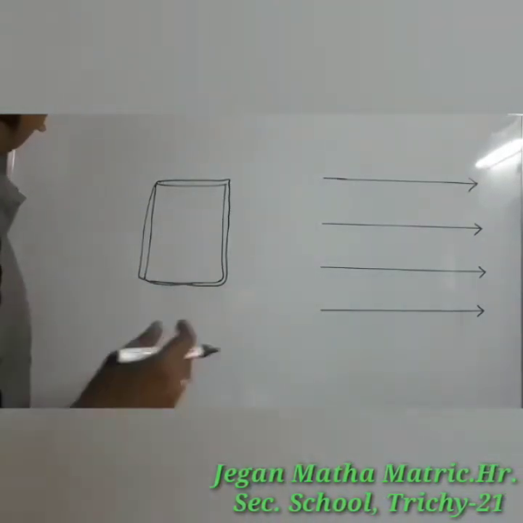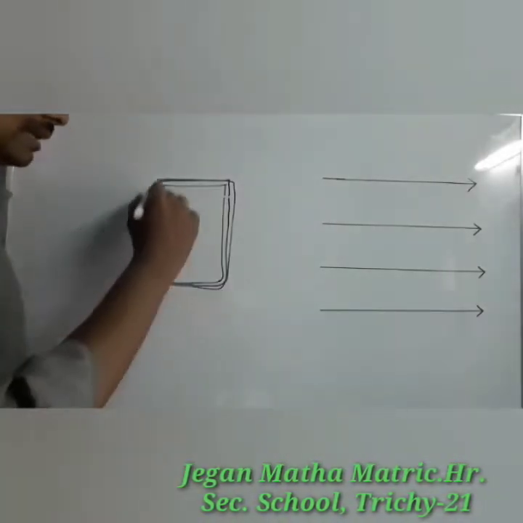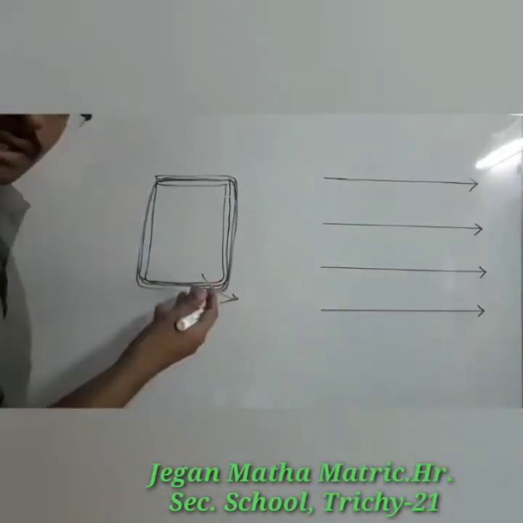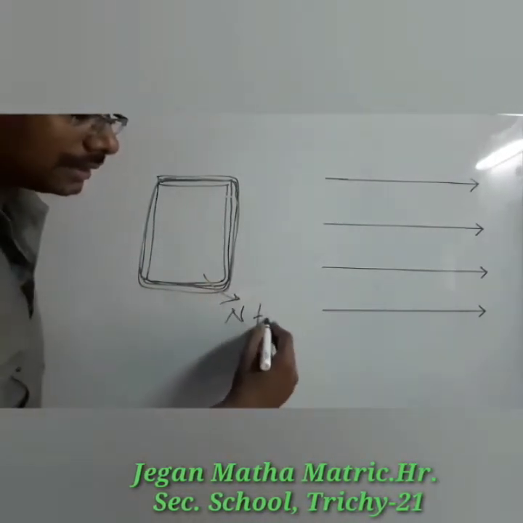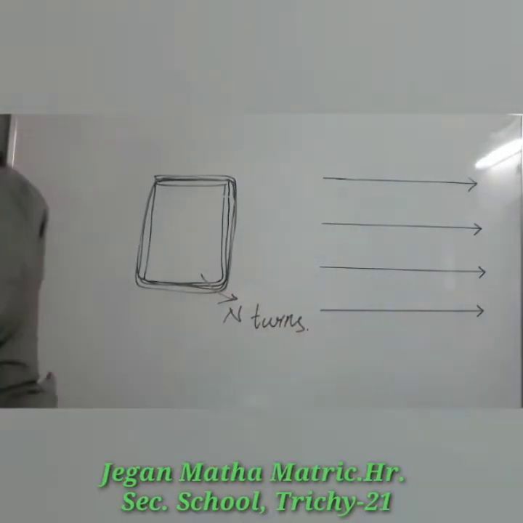In this case, we are going to take the rectangular coil with n turns. So the number of turns around the rectangular frame is more. So it is a rectangular coil with n turns. I hope you understand about the rectangular coil.